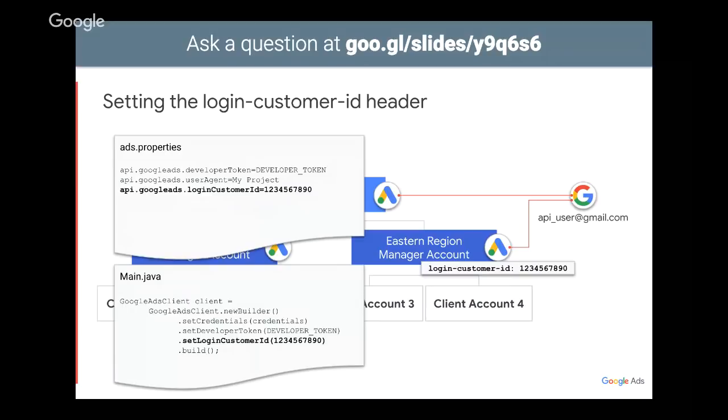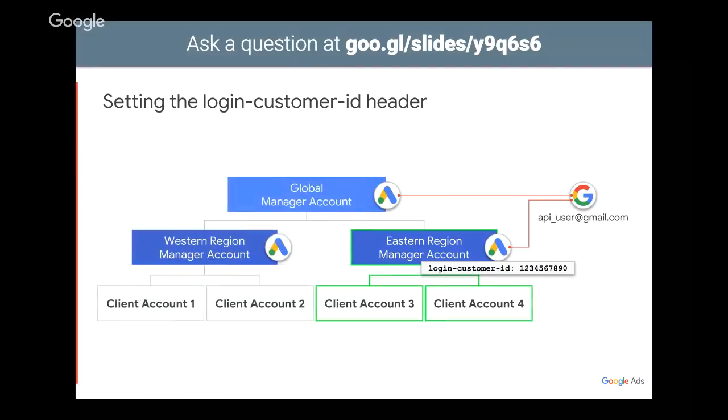Or if you're going to be switching this up and plan to dynamically manipulate this at runtime, you can also set this in code. So when you construct a client object in code, just like you can set the developer token and the customer ID on the request, you can also set the login customer ID. And what that does is make it explicit which manager account you meant to log in as.